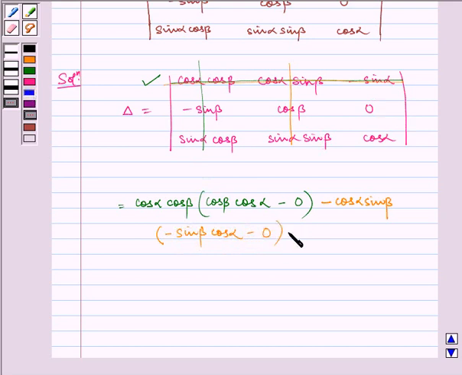Now, minus sin alpha. For this, eliminating this row and this column, we get minus sin alpha sin square beta minus sin alpha cos square beta.